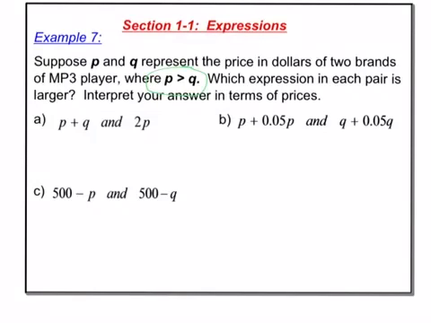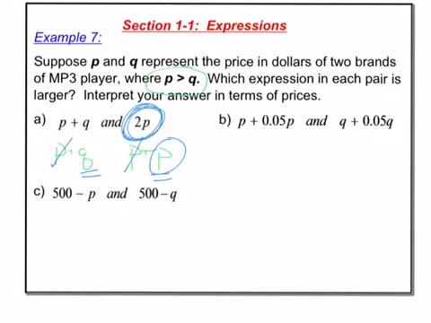Interpret your answer in terms of prices. So here we have P plus Q, and 2P we know is P plus P. If we're comparing these, since P is the bigger quantity, we're not quite to solving inequalities yet, but if you think about it, 1P on each side would basically cancel each other out, so we're really comparing Q and P. Since P is the bigger quantity, that means that 2P is going to be greater than P plus Q.